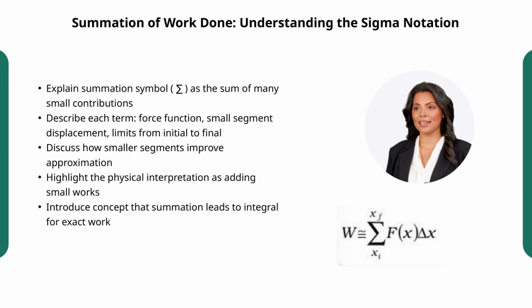Let's interpret the expression for total work as a sum from x initial to x final of force at position x multiplied by a small displacement delta x. The capital sigma symbol means add all these terms together. Each term represents work done over a tiny slice of the path where force is nearly constant. As we use finer divisions, the delta x getting smaller, the approximation improves.